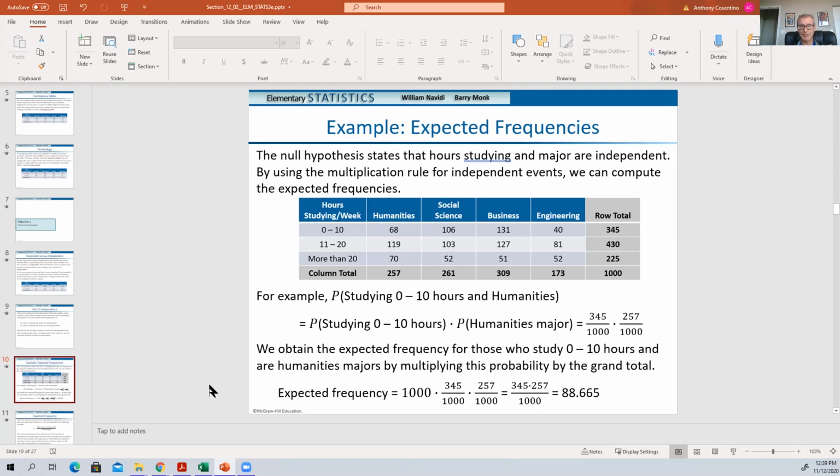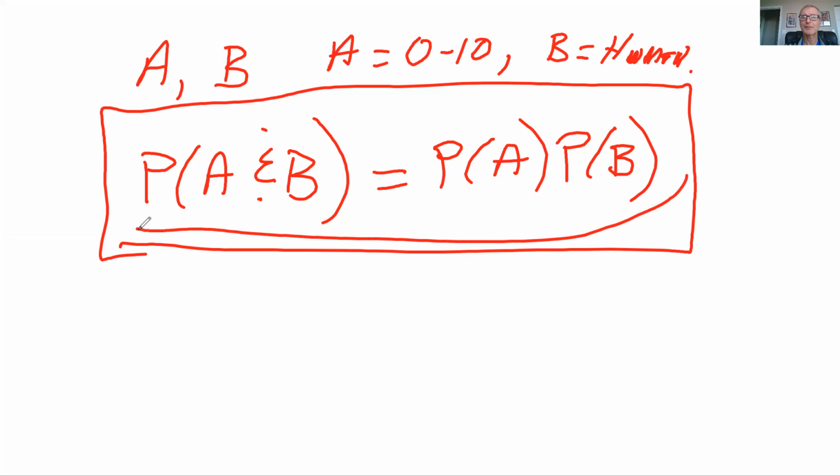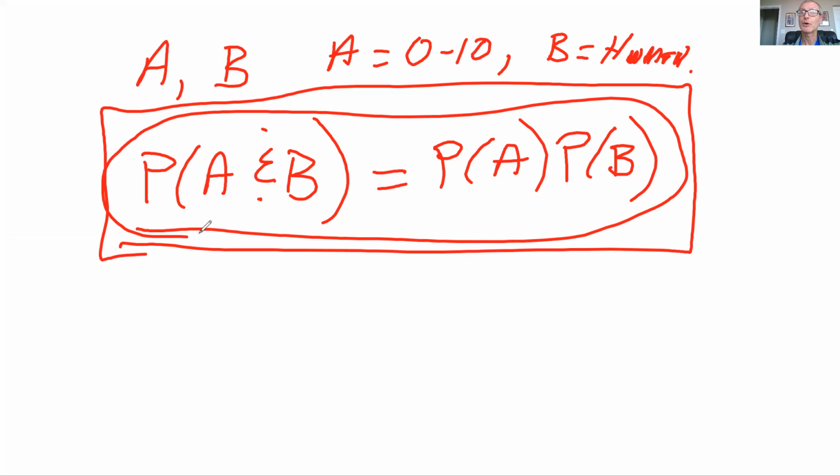being a humanities major. So if we go back to our whiteboard here, right? If we set A equals 0 to 10 hours and B equals humanities, right? So that's what we're looking at. And the idea is we want to make a calculation that looks like this, right? And so again, by our null hypothesis, we are assuming that it's independent. So we can do this calculation.